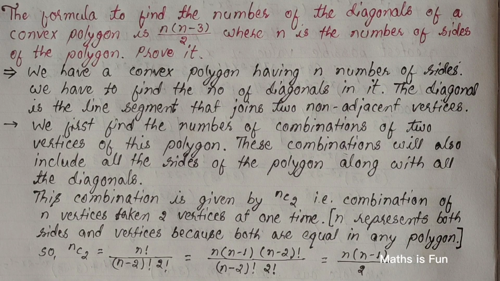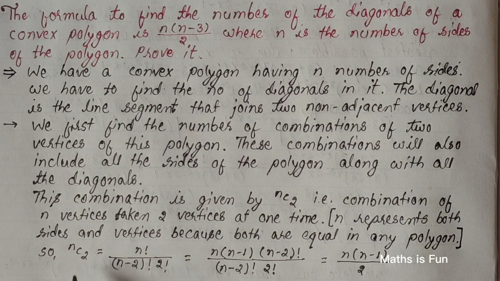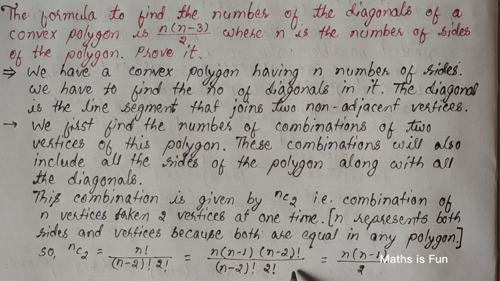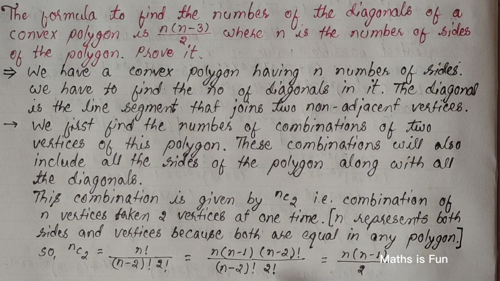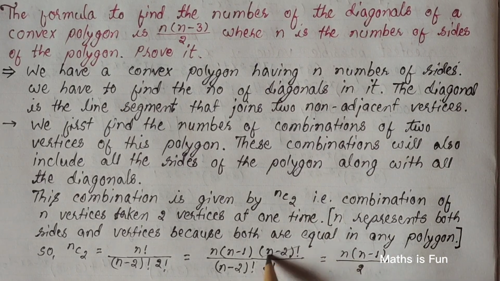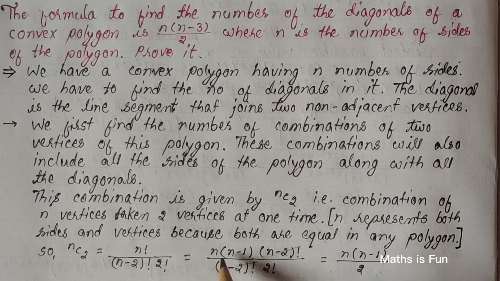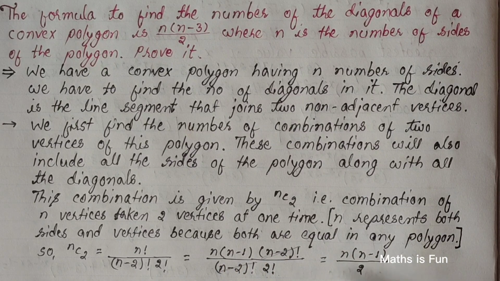This combination is given by nC2, that is the combination of n vertices taken two vertices at a time. So we have nC2 equals n factorial over (n minus 2) factorial times 2 factorial. We can write n factorial as n times (n minus 1) times (n minus 2) factorial, and the denominator we can write as it is. Now we can cancel out the (n minus 2) factorial in both the numerator and the denominator. So we are left with n times (n minus 1) over 2, because 2 factorial is 2 into 1, which is equivalent to 2.